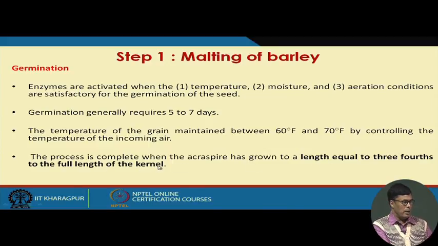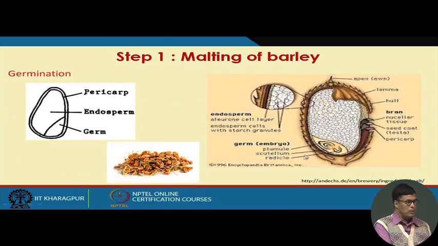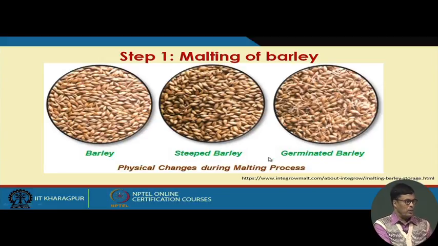the kernel. I told you, this is the acrospire. This should be 3/4 the length of the kernel. Then and only then we stop this germination. Then we consider the germination is over.